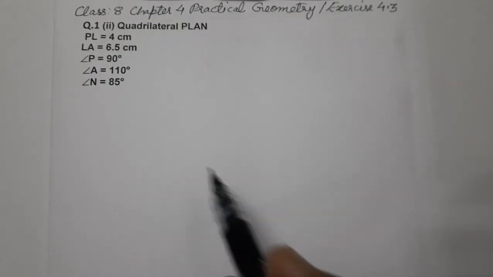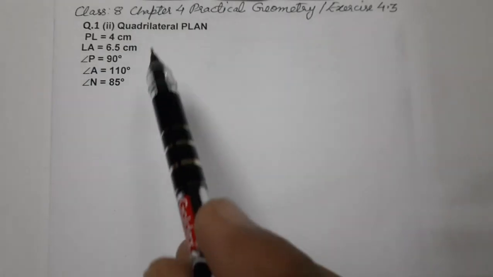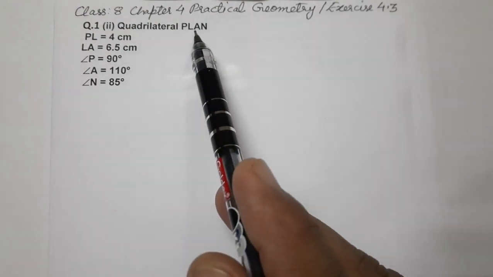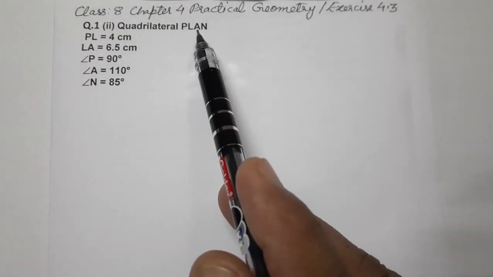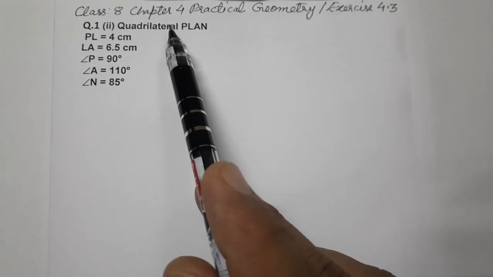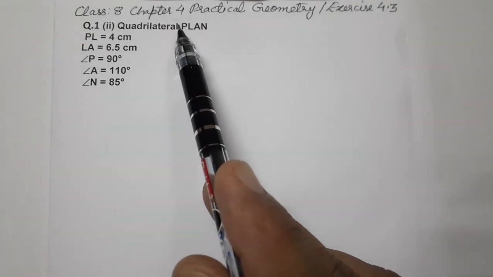Hello students. So now we are going to do the second part, quadrilateral PLAN, exercise 4.3. The first part we have already drawn in the previous video. Now let's do this one. So again we have to make a rough diagram every time so that it will be clear to us what we have to do.